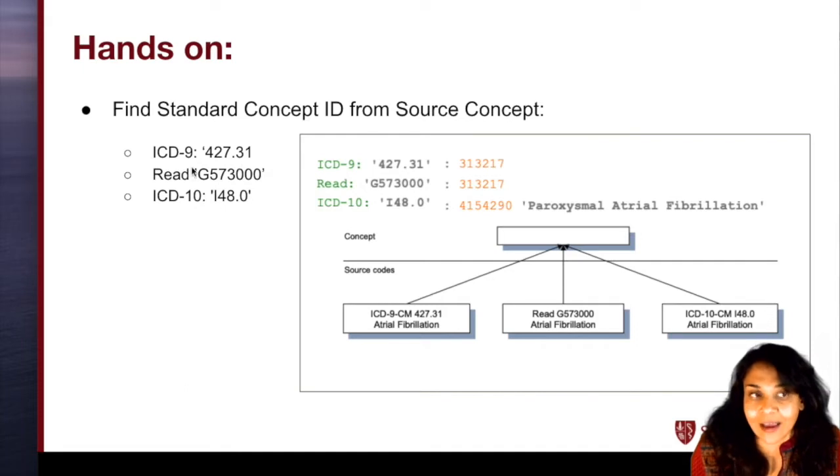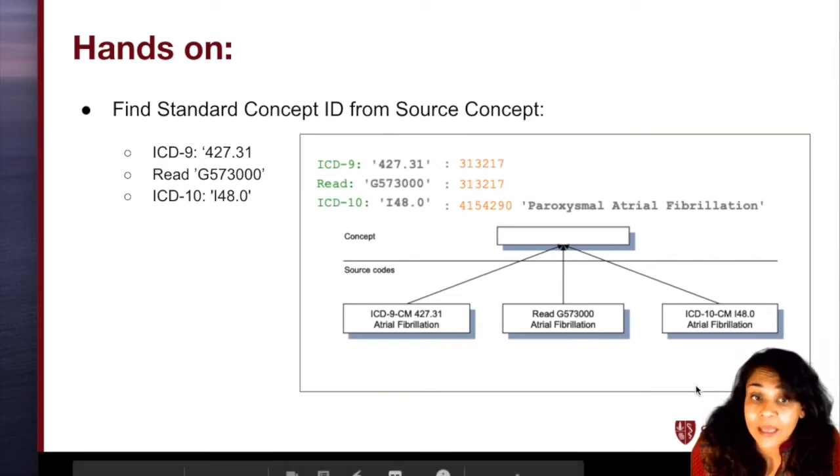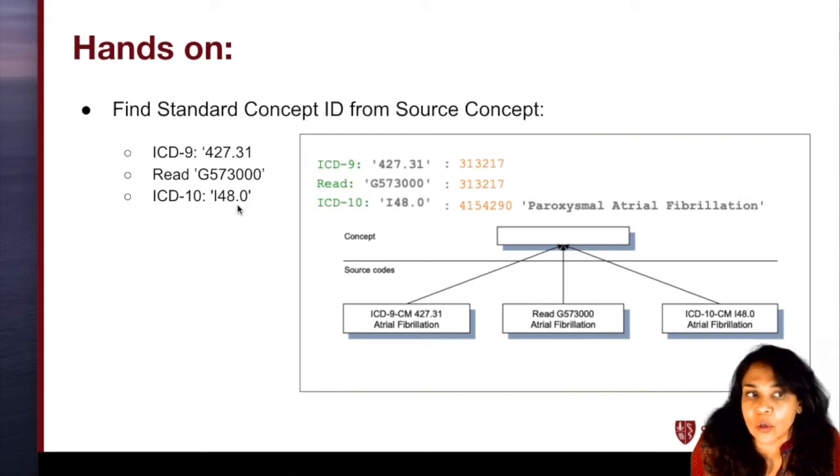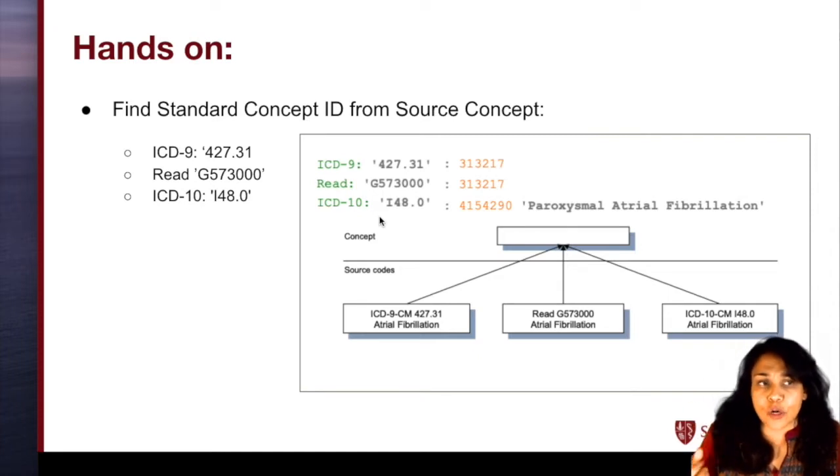The ICD-9 code 427.31 works out fine. It maps to 313217, which is the standard code for atrial fibrillation. The read codes are used in the UK. It also maps to atrial fibrillation, but this particular ICD-10 code, I48.0, you will find doesn't quite map to atrial fibrillation. A couple of things here for those of you who don't know.